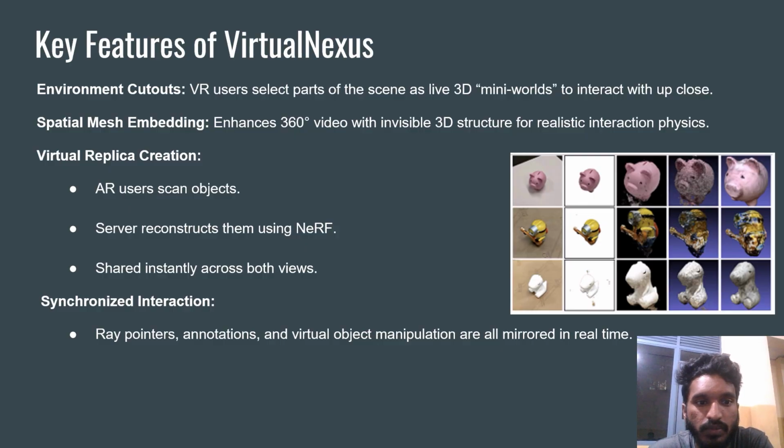For virtual replica creation, the AR users can scan the object, and the server reconstructs it using NeRF, and it is shared instantly across both users. And finally, it has a feature of synchronized interaction. Features like ray pointers, annotations, and virtual object manipulation are all mirrored in real time.